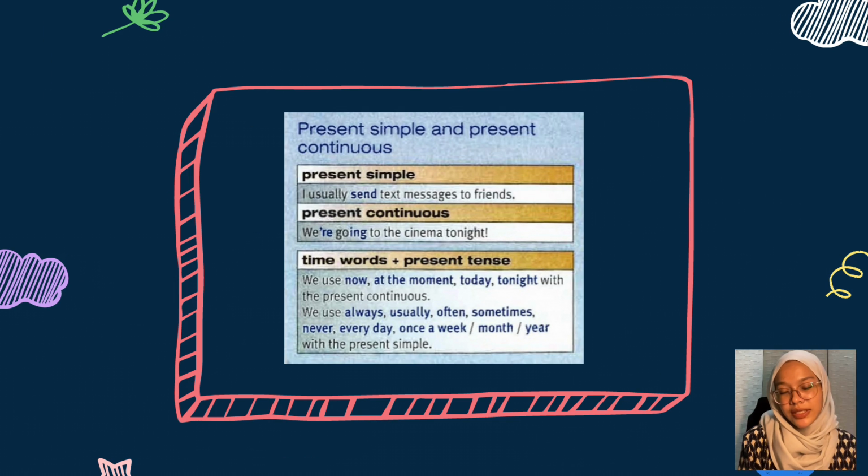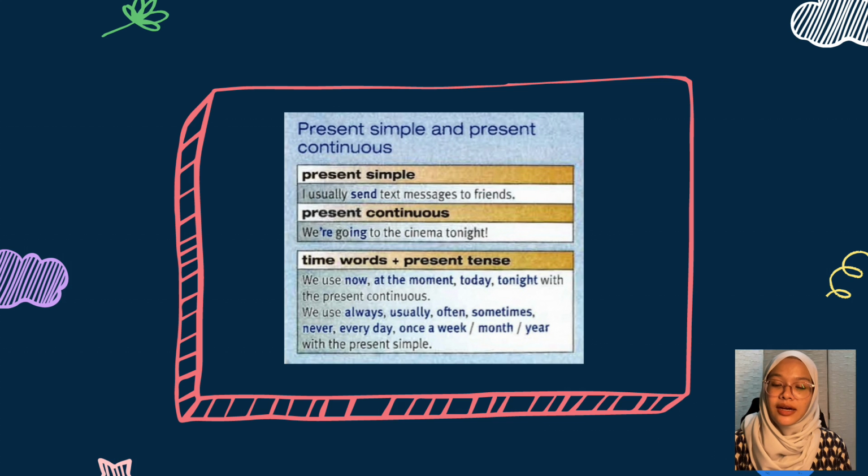So now let's differentiate the use between present simple and present continuous and how to use them. Let's see the example for present simple first. I usually send text messages to friends. I usually tells us that sending text messages is something the speaker always does. It is a part of routine or habit. We can call this a permanent situation.